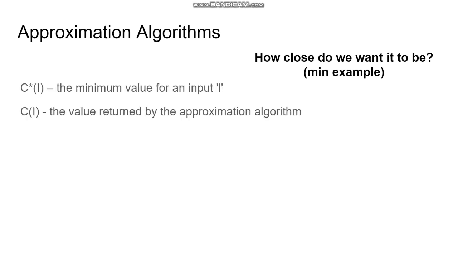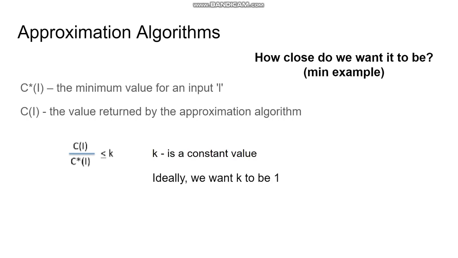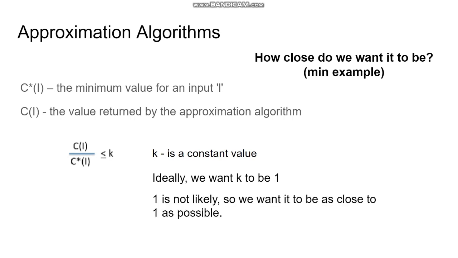So let's assume that C star I is the optimal solution, the minimum value for an input I, and Ci is the value returned by the approximation algorithm. When we put them into a ratio, we have Ci over C star I, which is less than or equal to k, a constant value. Ideally, we'd want k to be equal to 1. However, it's unlikely with an approximation that it would be equal to 1.